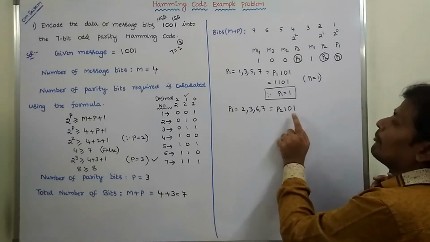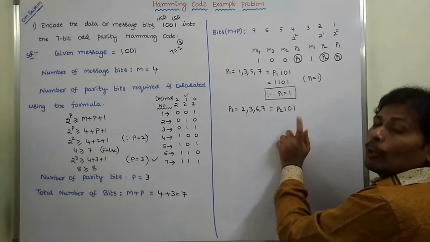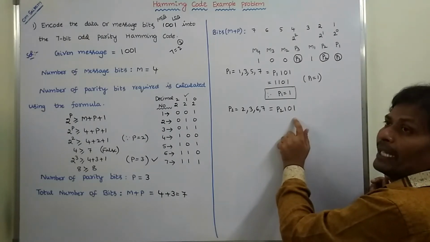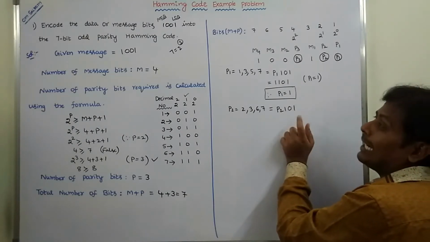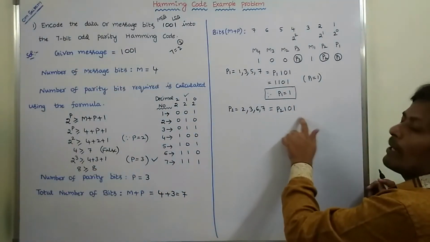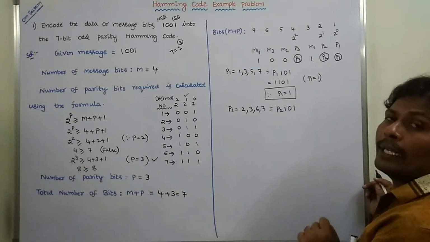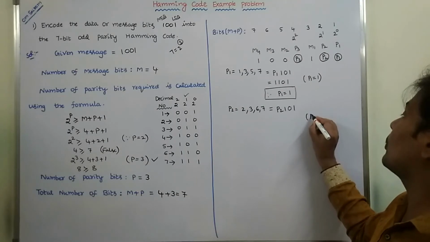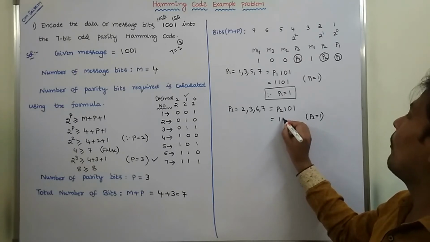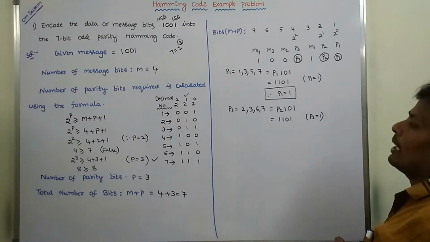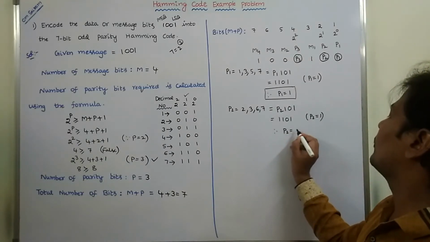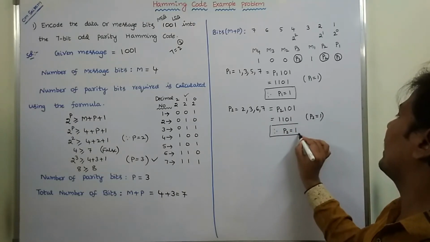How many ones are there? 2 ones are there. Total number of ones is even parity. But the parity bits and message bits are sent with odd parity, and here even parity is there because 2 ones are there. To convert this even parity into odd parity, we have to take P2 equal to 1. So whenever P2 is equal to 1, 1101 is there. Therefore P2 is equal to 1. The second parity bit is a 1.